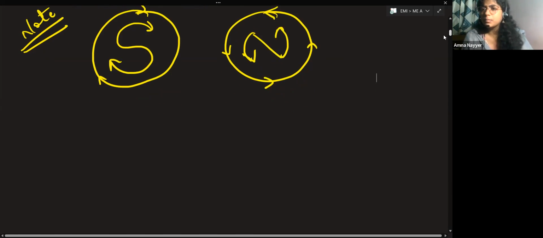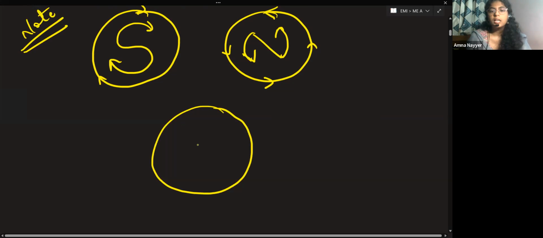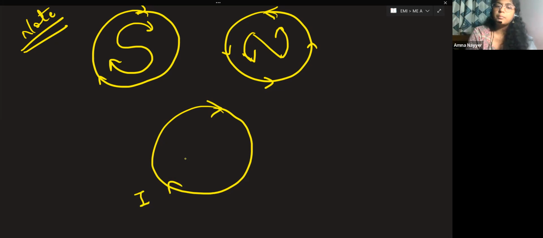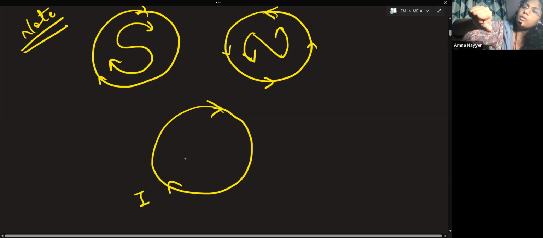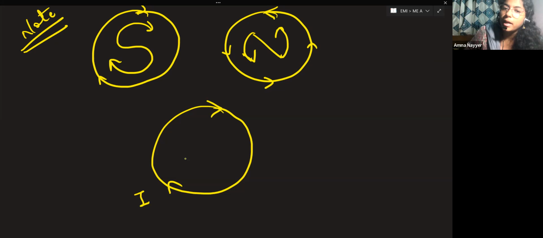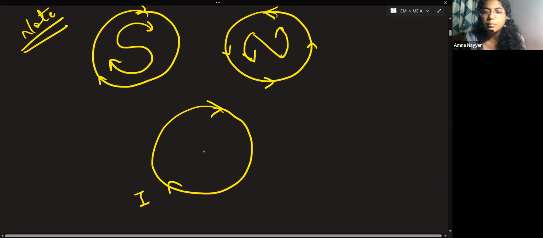Why am I revising these? Because this will be used in Lenz law. Let's say the direction of current is this. So what will be the direction of magnetic field? Or if the direction of magnetic field is given, what will be the direction of current? That's simple. Just curl your fingers along the sense of current. The thumb gives the direction of the induced magnetic field, which is into the page. So clockwise current is giving me an inwards magnetic field.